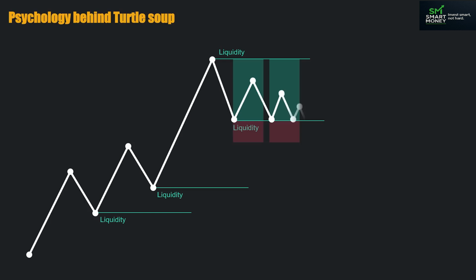By sweeping sell-side liquidity, price gains enough fuel to resume its upward movement. This is what makes the turtle soup strategy so effective. It takes advantage of liquidity pools to identify high-probability continuations.